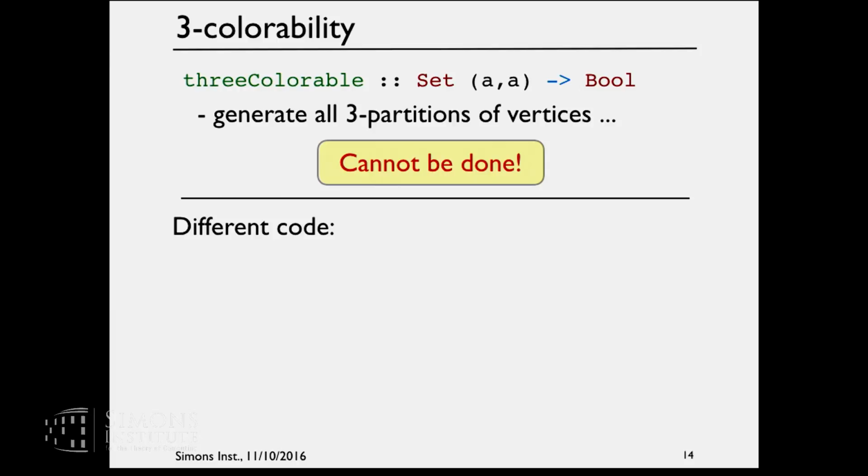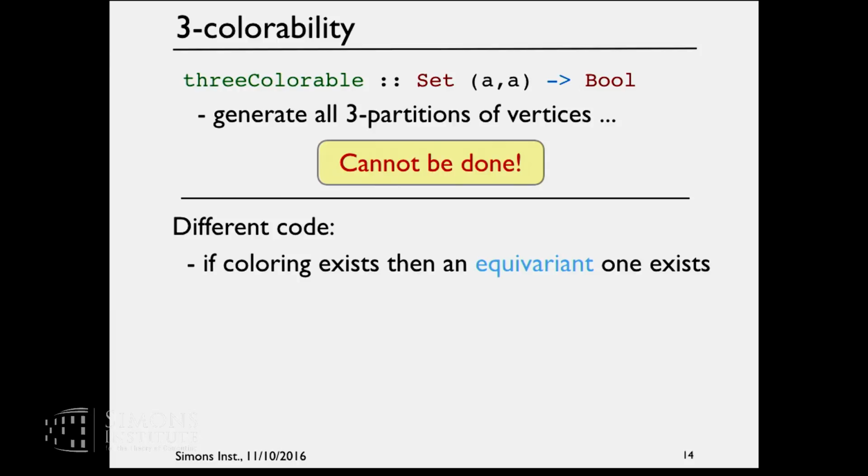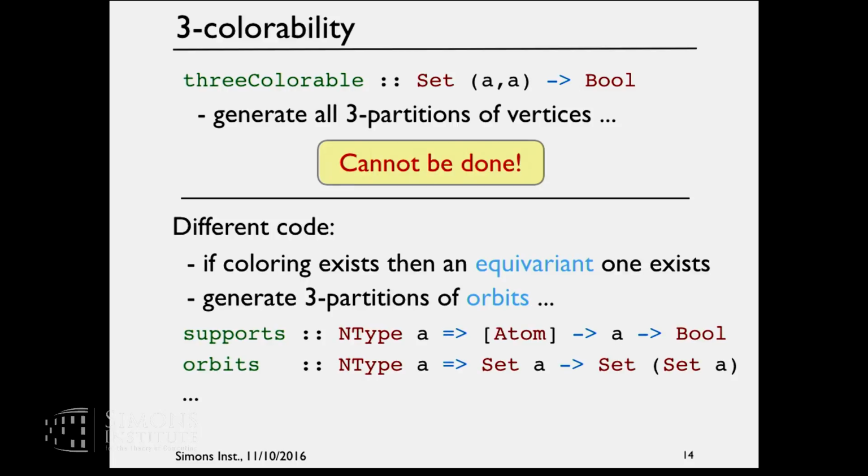So this doesn't work. But still, we can write the program in NLambda for checking three-colorability, using what Joanna told you about yesterday, using the fact that if a coloring of a definable graph exists, then an equivariant one exists that colors each orbit with respect to monotone bijections of atoms with the same color. So we can generate three-partitions of orbits, but this seems to be impossible to write down using the primitives that I've described.